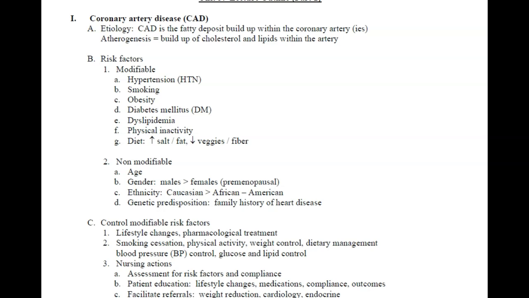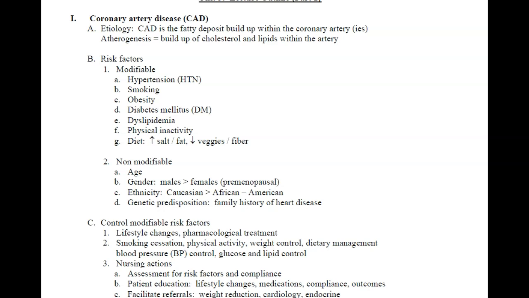Obesity, diabetes, dyslipidemia, physical inactivity, right? Those are things that we can actually change. And then definitely diet. A diet that's high in salt and fat, and low in veggies and fiber, would put somebody at more risk of developing CAD. What are the non-modifiable risk factors? Well, one, age, right? The older we get, the higher is our risk to develop CAD. So those are the things that we can't prevent.